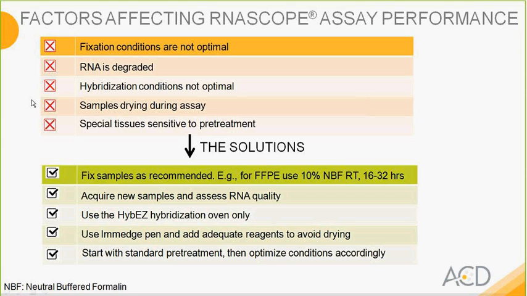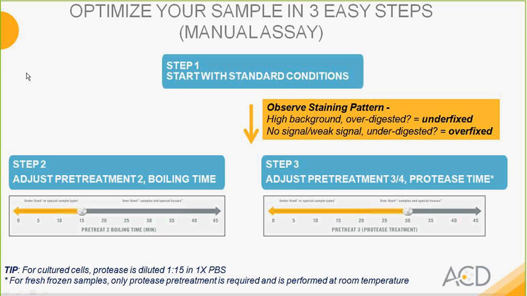Sometimes the samples dry because the hydrophobic barrier is not intact. We have tested and found that the ImmEdge hydrophobic barrier pen remains intact through the assay. If you have special tissues, you may want to start with standard conditions and then optimize your assay. To optimize your assay, perform the following treatment conditions in the following steps. For the manual assay, you will be faced with two types of samples, underfixed or overfixed.